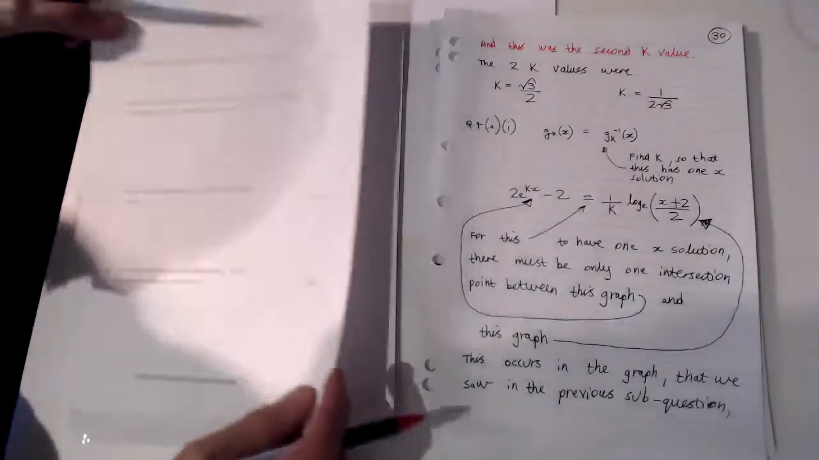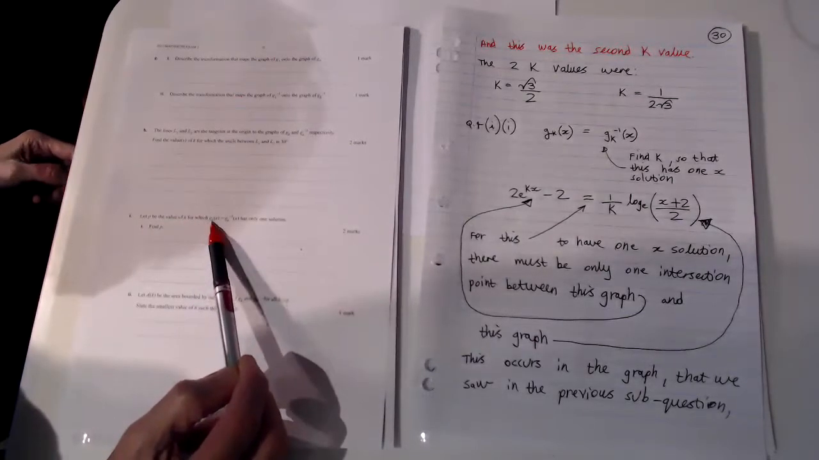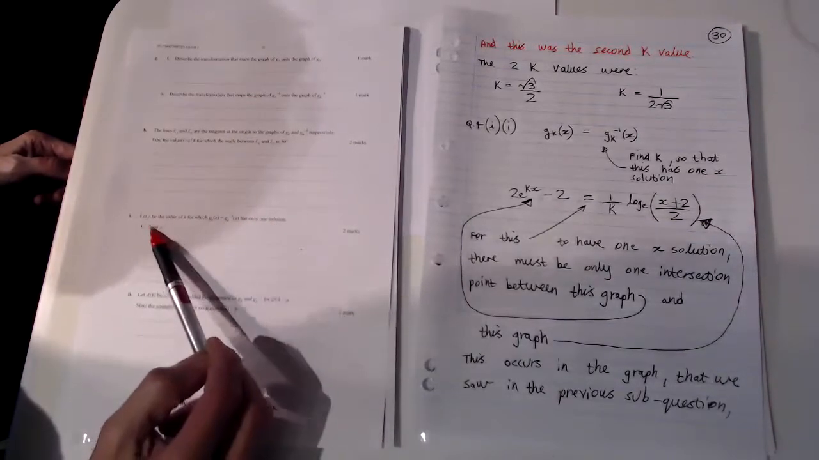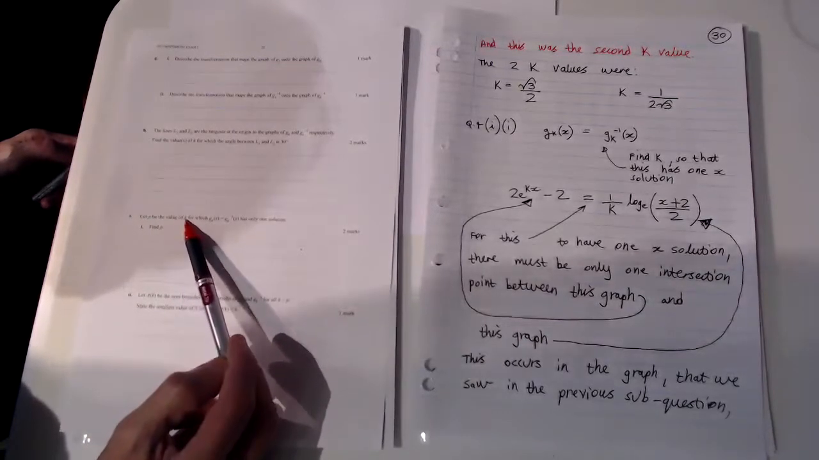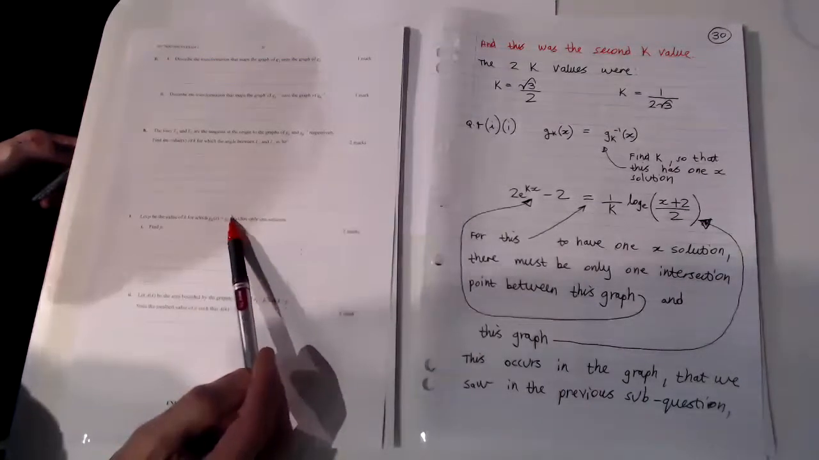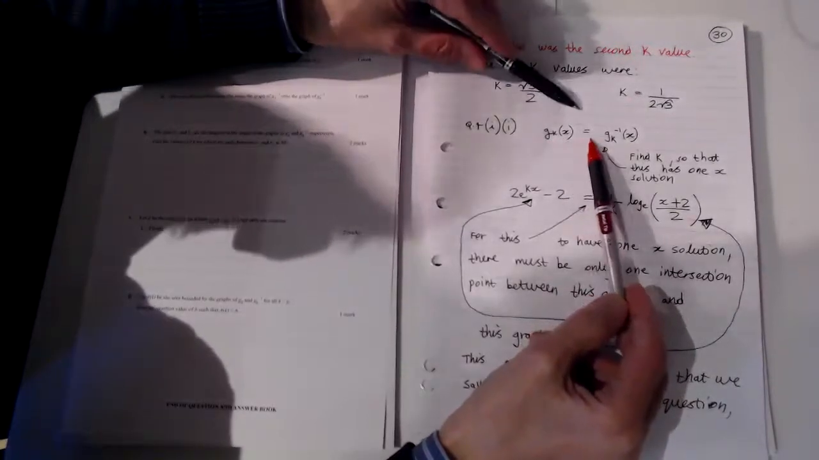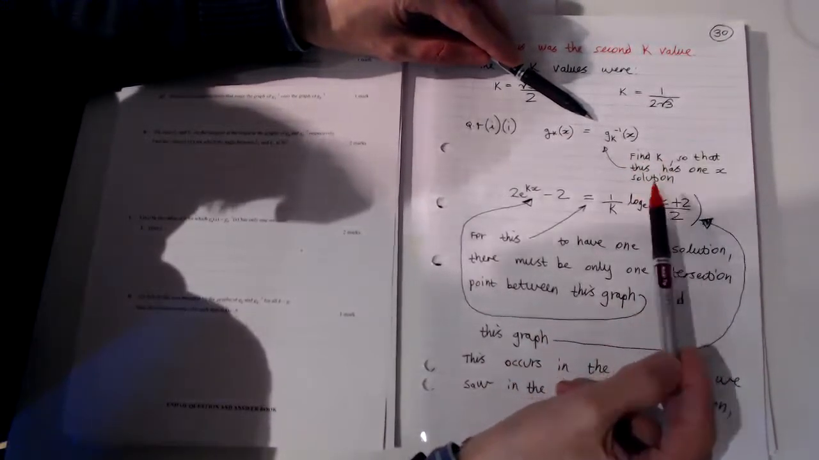What is question 4i about? Question 4i says, let P be the value of k for which gk equals gk inverse has only one solution. Find P. I repeat, question 4i says, let P be the value of k for which gk(x) equals gk inverse(x) has only one solution. Find P. Well, they're talking about gk equal to gk inverse. And they want us to find the k so that this has one x solution.